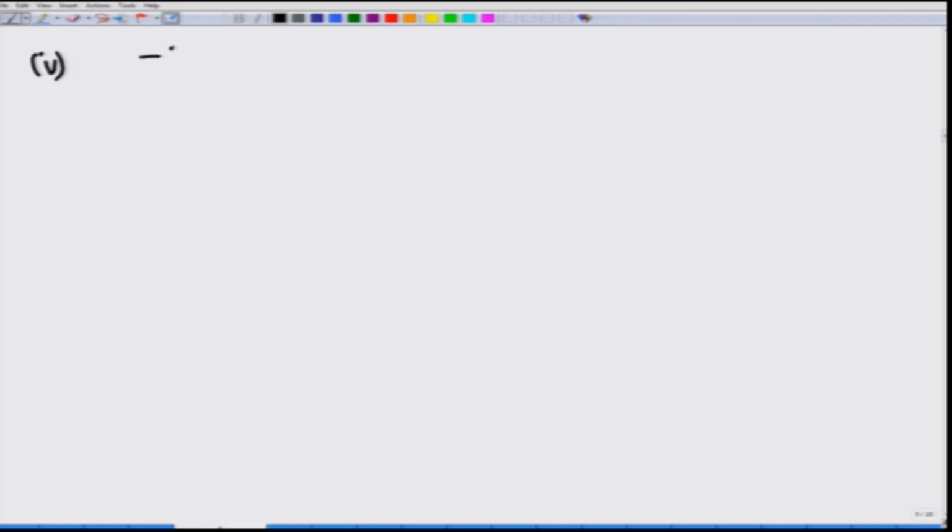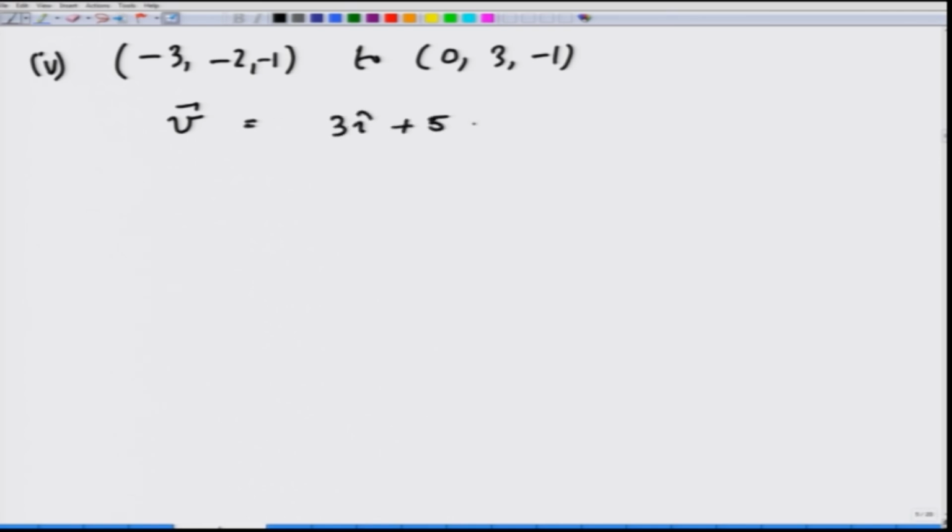How about vector number 5? Vector number 5 is from minus 3, minus 2, minus 1 to 0, 3 and minus 1, and vector is therefore going to be 3i plus 5j and that is it. So, this is not equal to anything. This is problem number 1. Let us solve problem number 2.